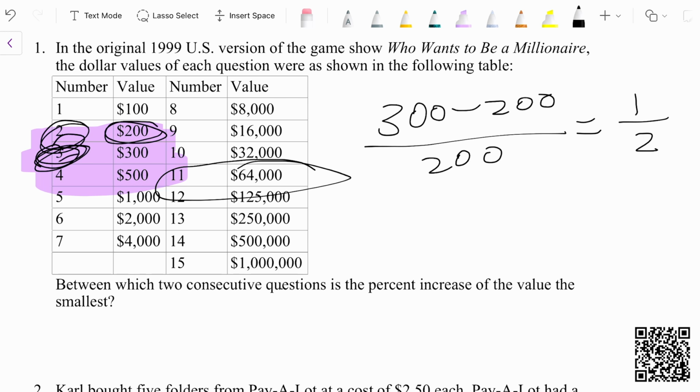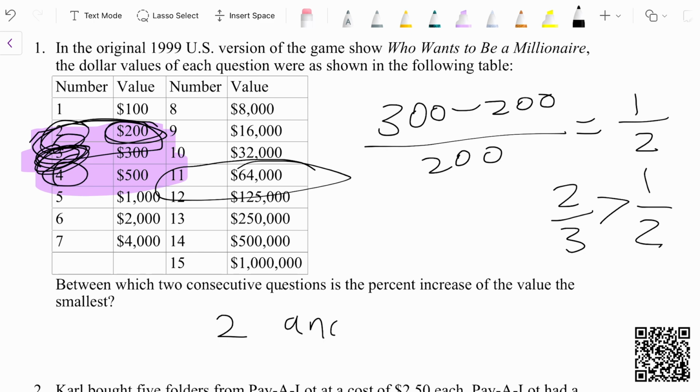Meanwhile, between 3 and 4, 500 minus 300, which is 200, 200 over 300, that's 2/3. 2/3 is obviously greater than 1/2. That means that between the distance between 2 and 3, the value increase is the smallest. So between 2 and 3.